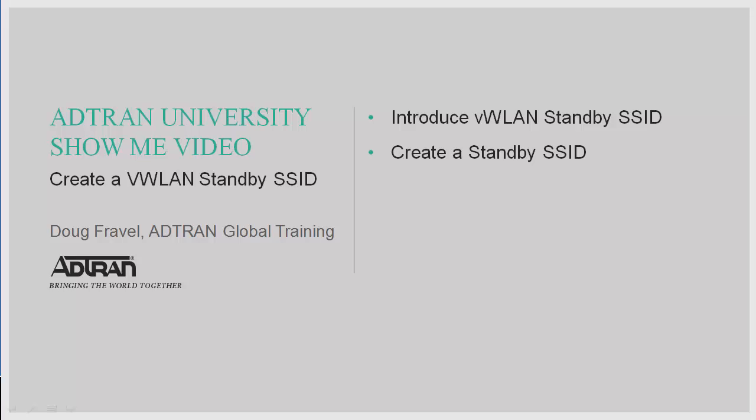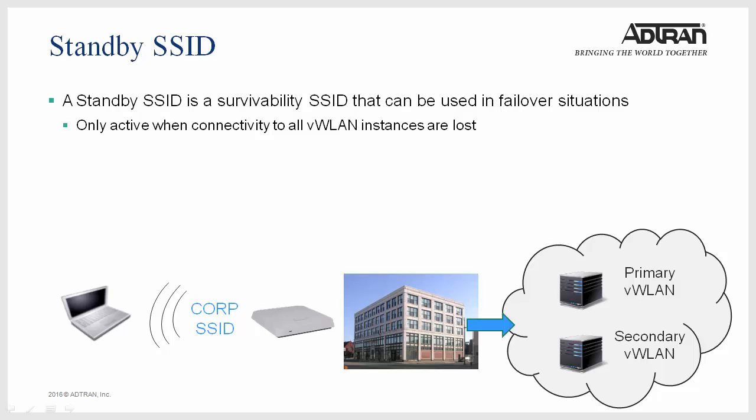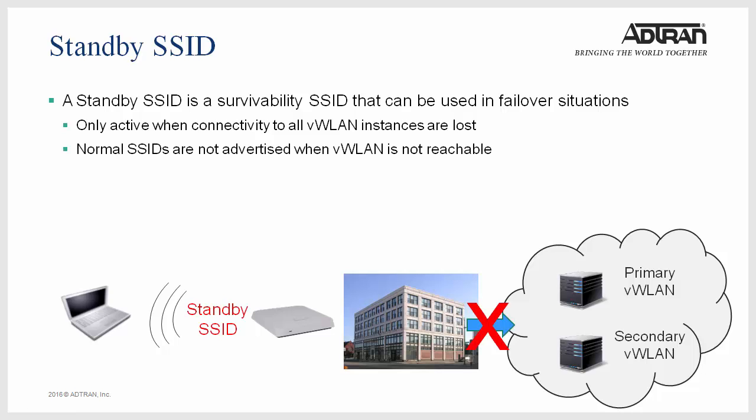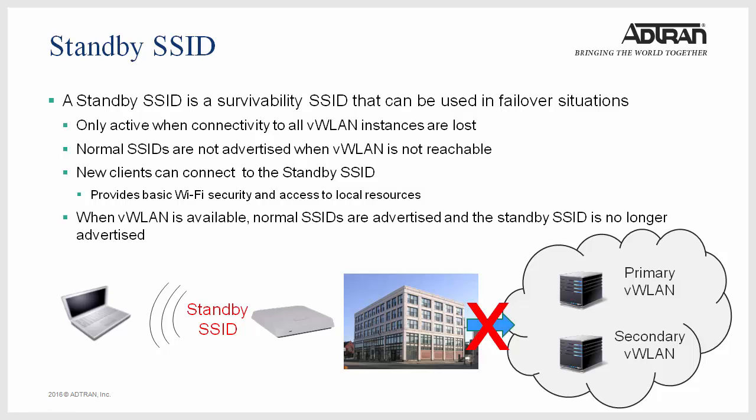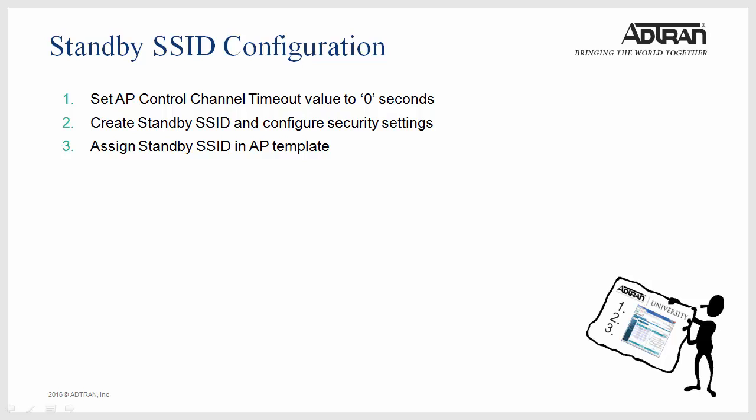In this video, I'll show you how to create a vWLAN Standby SSID. The Standby SSID is an optional survivability SSID that is only active when vWLAN cannot be reached by the access points. Normal SSIDs will not be advertised while the Standby SSIDs are being advertised. New clients can connect to the Standby SSID with the basic Wi-Fi authentication options Open, WEP, and Pre-Share Key, giving access to local resources. When vWLAN is reachable again, the normal SSIDs will be advertised and the Standby SSID will stop being advertised. Let's configure a Standby SSID.